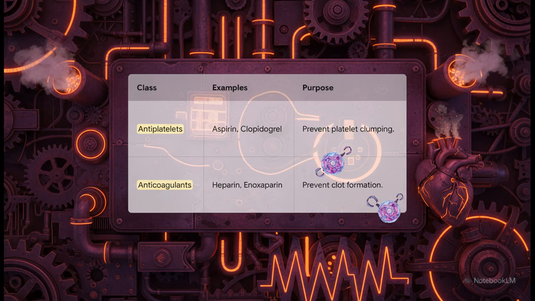A lot of the time, VTach is actually triggered by an underlying heart attack. So to treat the real cause, we need antithrombotics. Now, it's so important to know the difference. Think of it this way. Antiplatelets, like aspirin, make the platelets less sticky so they don't start to pile up. Anticoagulants, like heparin, stop the chemical reaction that forms the actual fibrin glue of a clot. In an emergency like this one, the patient's probably going to get both.